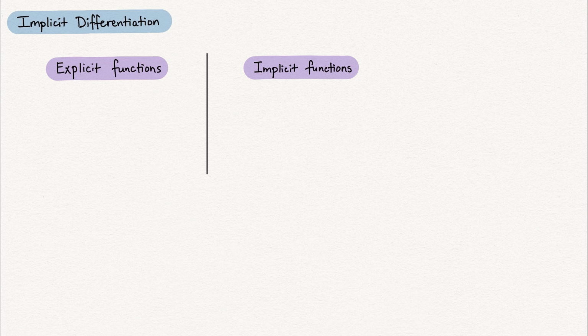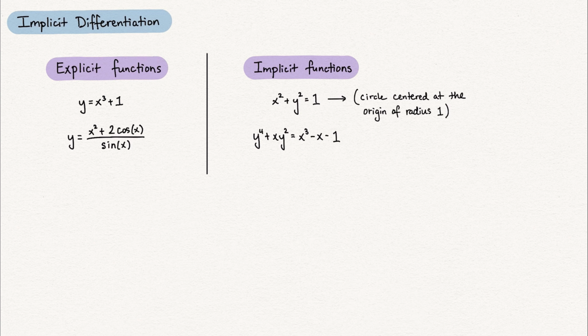Explicit functions are functions that we are already quite familiar with, and they're functions such as these, where y can be explicitly represented as a function of x, or in other words, our y can be isolated from x. Whereas implicit functions are functions like these, where the y is not explicitly specified as a function of x.